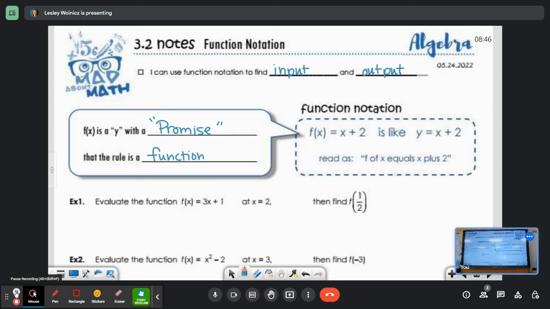So when I say rule, I mean we're assigning output to input, right? And if I say that it's a function, I mean that each input gets exactly one output. So would you write that down here? Just remind yourself: each input gets exactly one output.